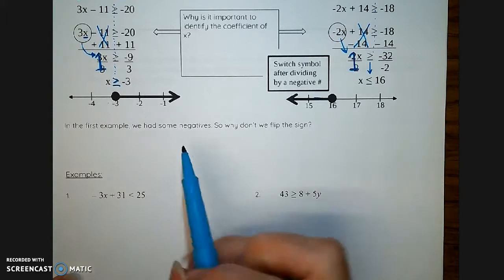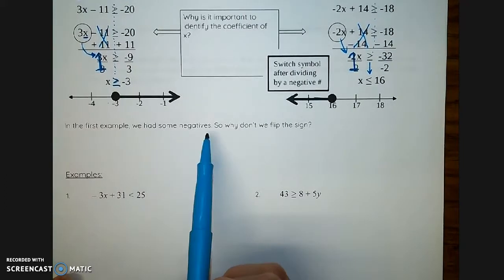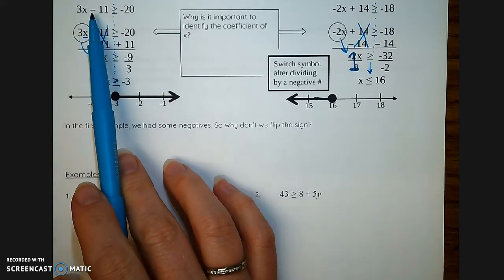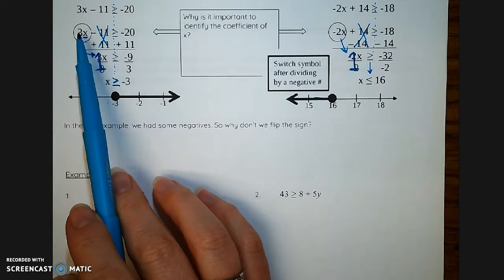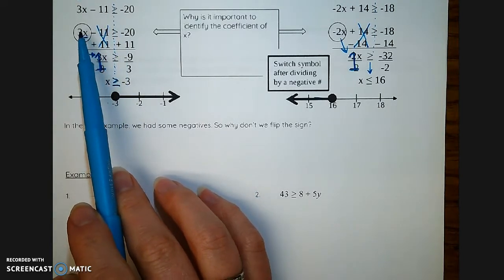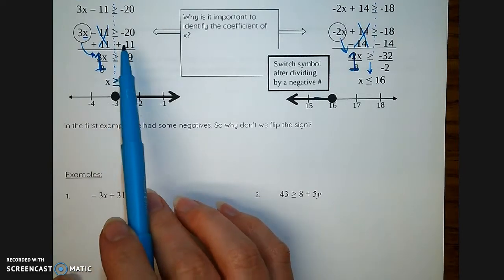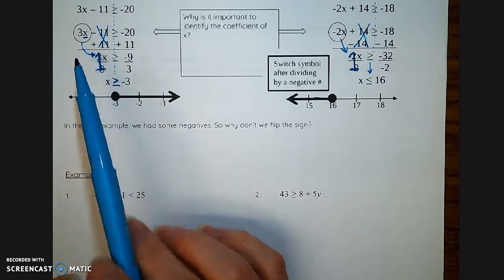Now, you may be saying to yourself, but in the first example, we had some negatives. So why didn't we flip the sign here? Well, I didn't flip the sign because it was the negative 11 here. I was subtracting 11. But my coefficient itself was positive. So the only thing that flips the sign, the only thing that makes that greater than sign become a less than or a less than become greater than is the coefficient that is negative.